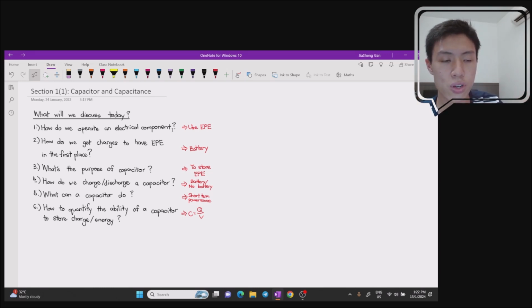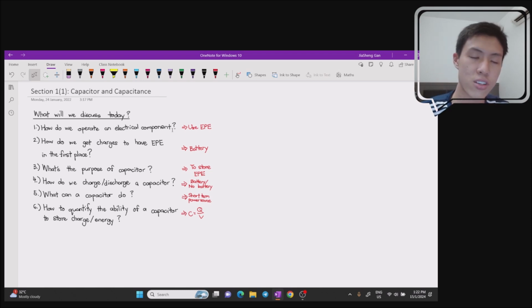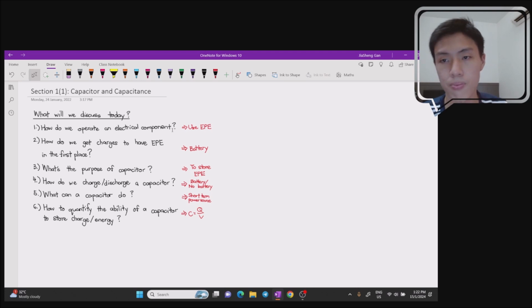So if we have any kind of electrical component, let's say a buzzer, a light bulb, or a motor, in general, how do we operate such an electrical component? How do we provide the energy for them to be operated? Once we have the idea of how an electrical component can be operated, we will think about how to make that situation possible for these components to function.